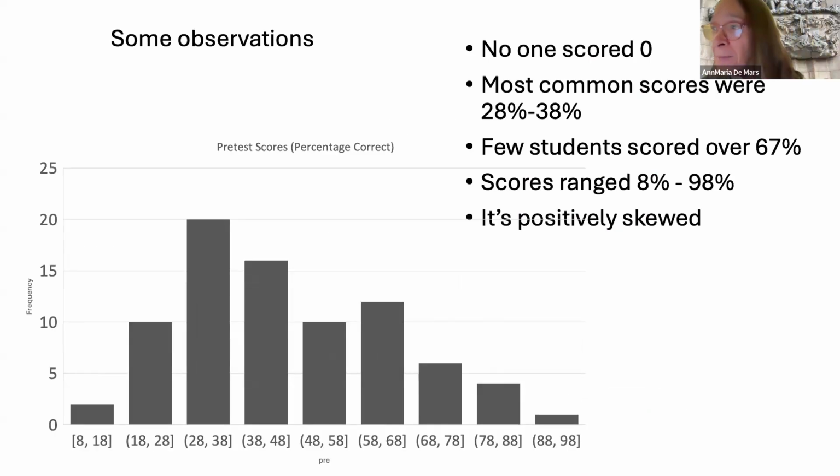A few observations I made. No one scored a zero, so that's good. In fact, it appears that each student answered at least two questions correctly. I know this because it was a 24-item test. Two items correct would round to 8%. Most common scores were 28 to 38%. It's not great. Few students scored over 67%. Scores ranged from 8% to 98%, and it's positively skewed.